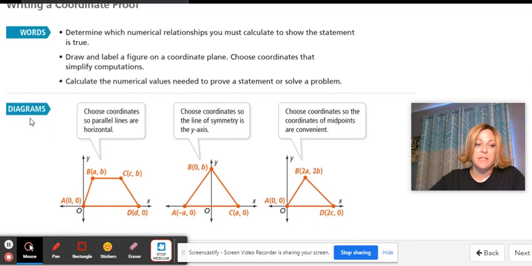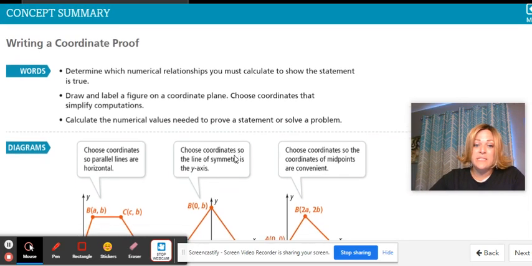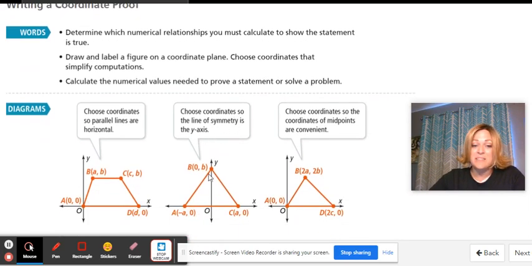So here's an example. Choose coordinates so parallel lines are horizontal. So if you want to do anything about parallel, make them always horizontal to make them easy for you. Choose coordinates so the line of symmetry is the y-axis. So look, here's the y-axis. And if I want them symmetrical, make the line of symmetry the actual axis. Choose coordinates so the coordinates of the midpoints are convenient. So instead of using fractions, just say, okay, from here to here is 1. So from here to here, that would be 2. So the total length is 2.